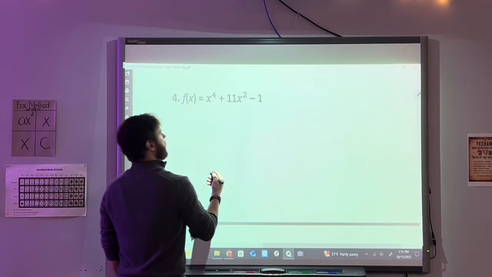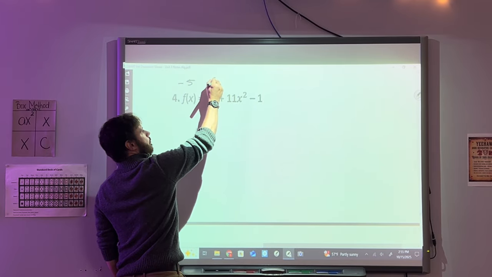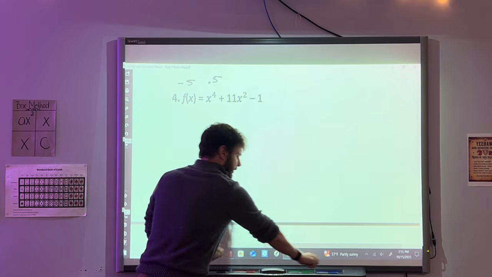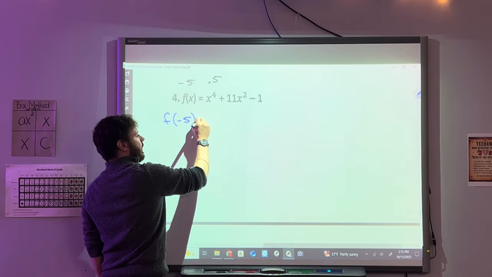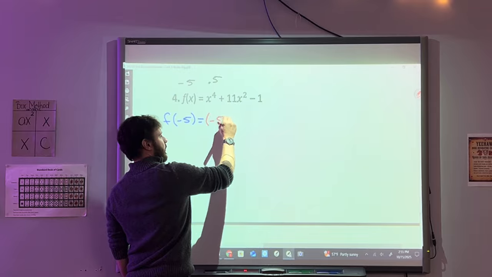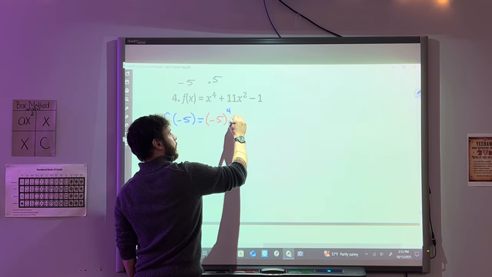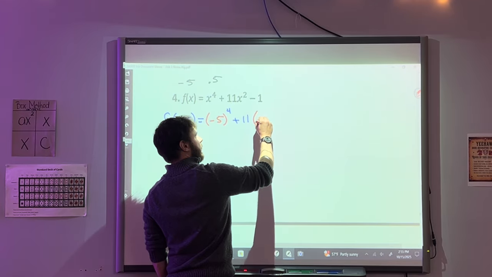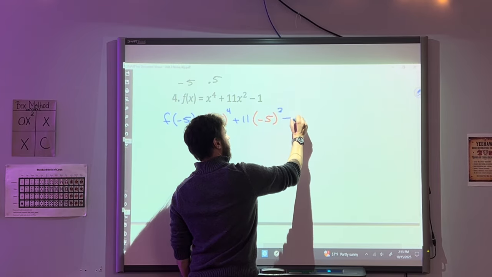Okay, now we're talking about -5 and 0.5. We're gonna do the same thing. So as I rewrite the function, f defined by -5 is -5, and that thing is going to be raised to the 4th. Plus 11, there's another x, -5, that one's being squared, -1.